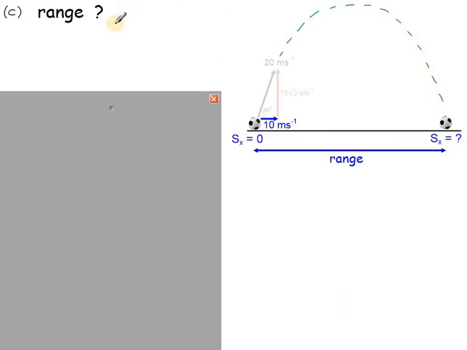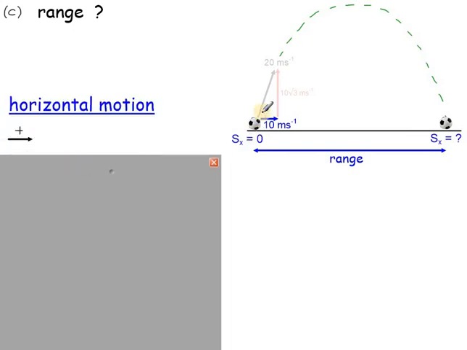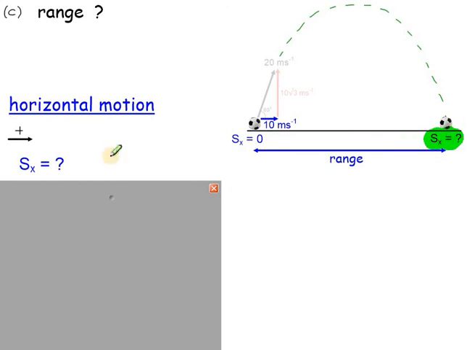Part C, the range is the distance along here horizontally. So we know that the initial displacement in the x direction, so horizontally, is 0 here. That's where the ball starts. We're looking for the displacement at this point. For horizontal motion, the ball is going towards the right, so I've taken that direction as positive. We're looking for this value.